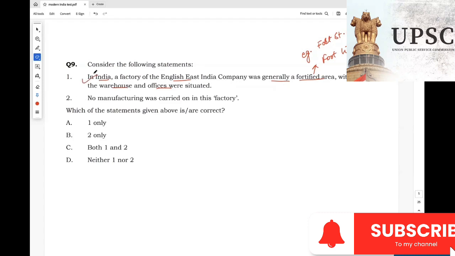Then, no manufacturing was carried out in this factory. Yes, this is absolutely correct. Why would Britishers manufacture anything in India? Forget Britishers. Why would any of the Europeans manufacture anything in India? They were not here to manufacture anything. They were here for raw material.